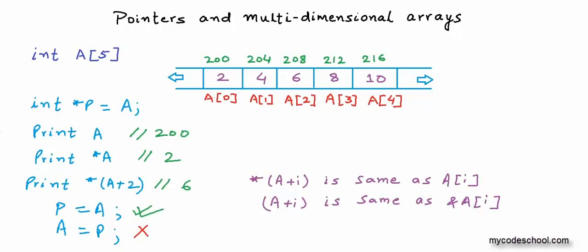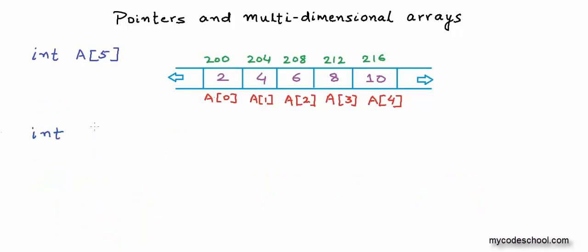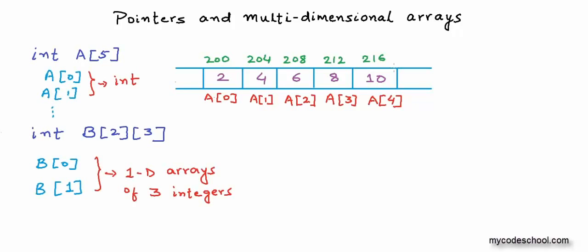Let's now say we want to create a two-dimensional array. I will declare a two-dimensional array of integers named B, something like this. Now what we are doing here is we are creating array of array. We are creating two one-dimensional arrays of 3 elements each. This time B[0] and B[1] are both one-dimensional arrays of 3 integers each. A one-dimensional array of 3 integers would be 12 bytes if each integer is 4 bytes in size.